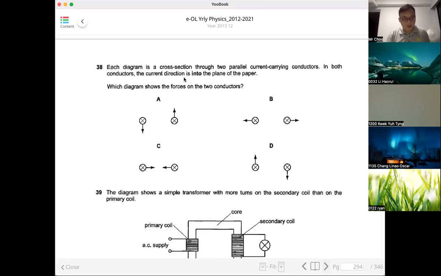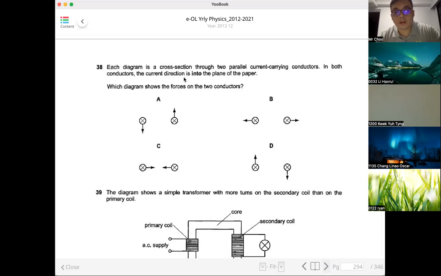Okay, Yiting, well done, very good. Do you all remember how the magnetic field line looks like in the first question? Oh, Ray, well done. Ryan, well done. Oscar, well done.